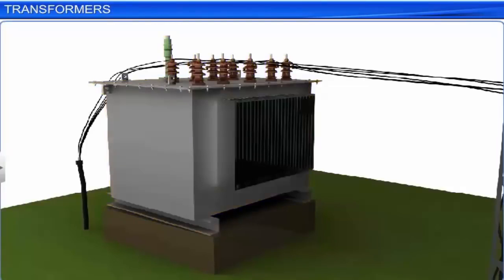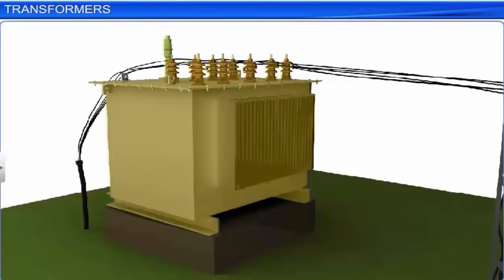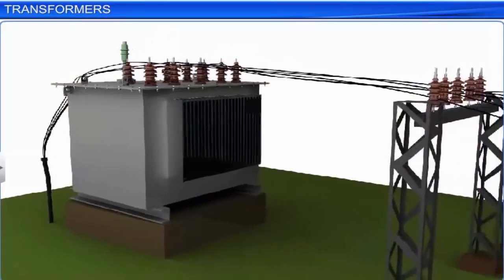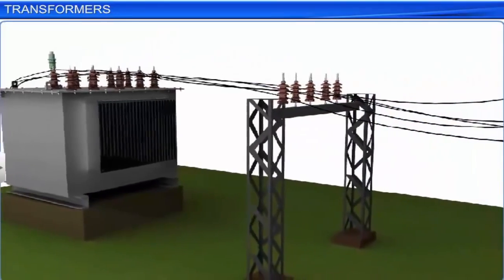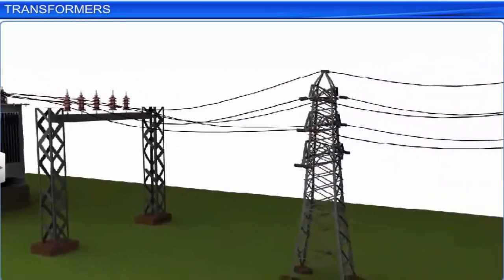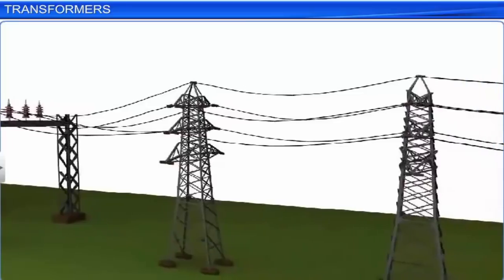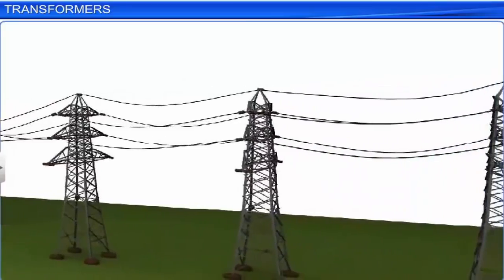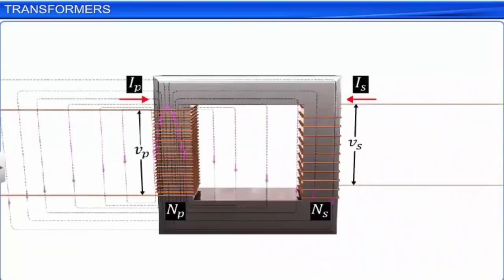A transformer is a device used to increase or decrease the voltage of an alternating current. It is used in power transmission to reduce the power losses and to increase the efficiency of power supply. Transformers work on the principle of mutual induction.